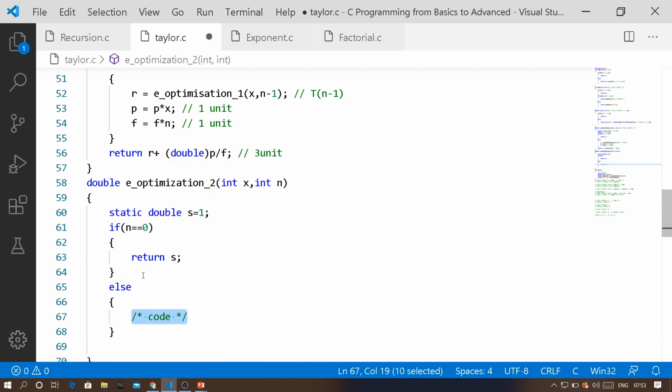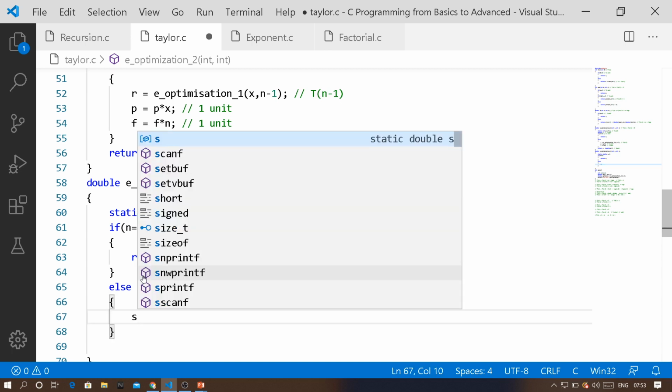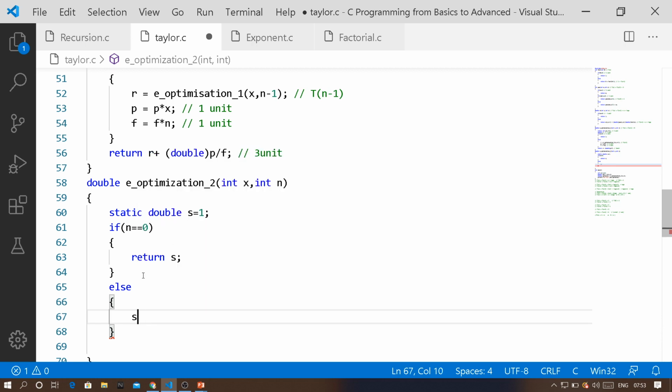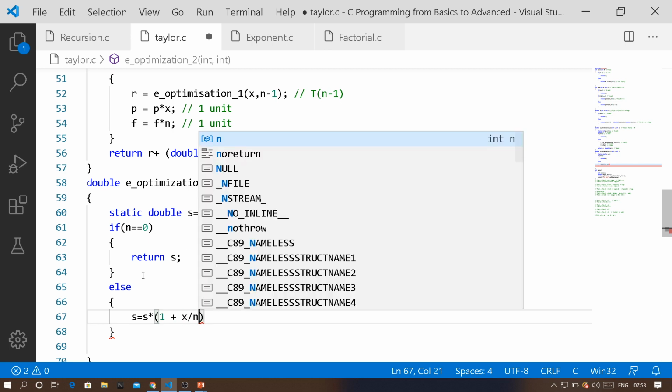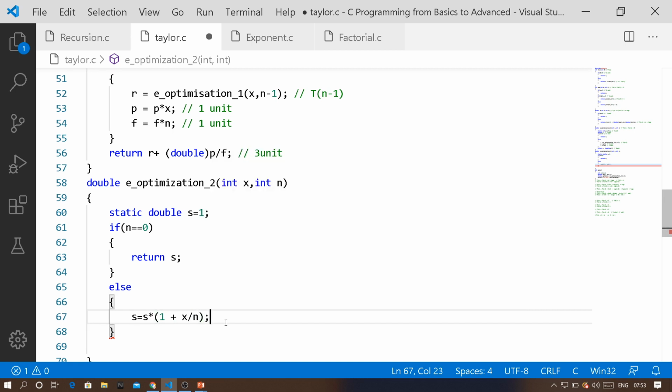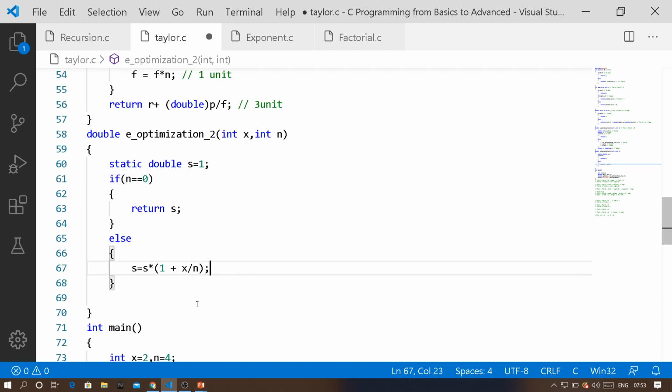If suppose this condition is evaluated to false, then we will have an else body part, wherein we will have to be doing s is equal to the calculation that we did already. s is equal to s multiplied by 1 plus x divided by the present value of n. So this is a common formula that we already have seen about.